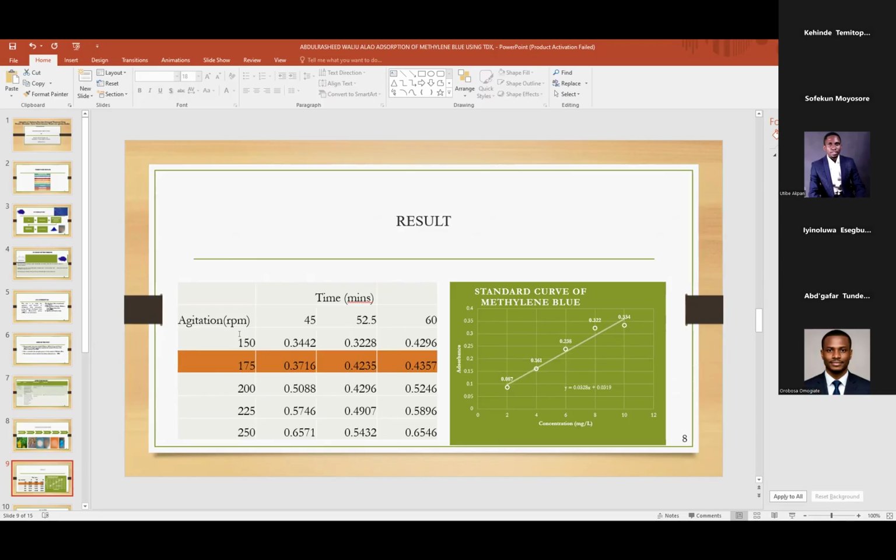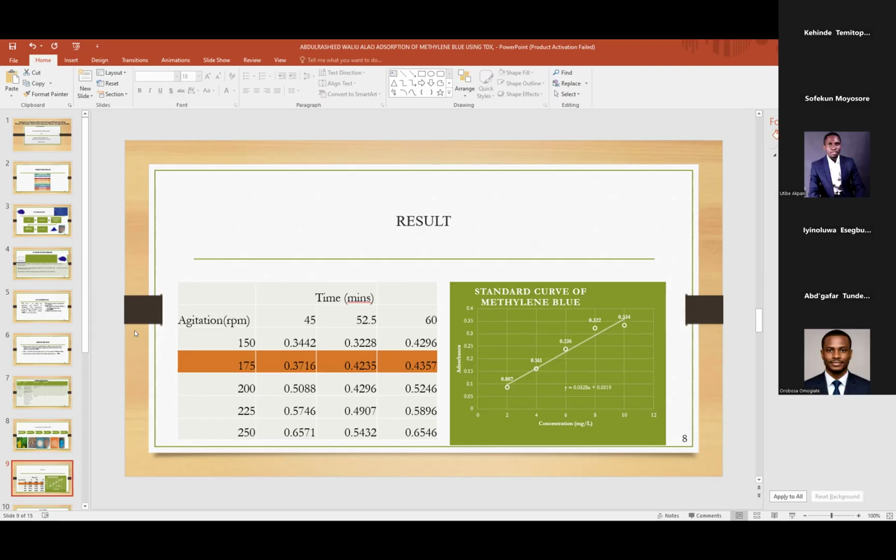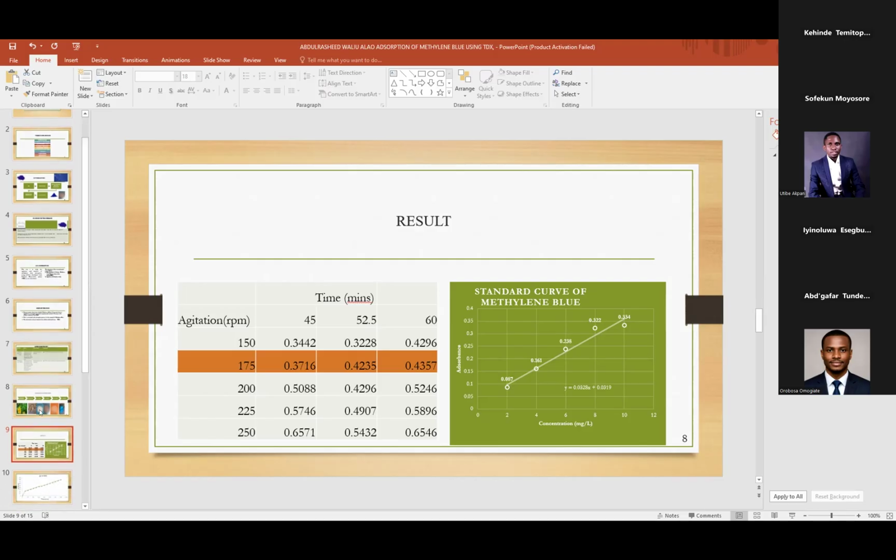Also, we can see that as the agitation rate is increasing, which is 150, 175, the adsorption capacity is also increasing from 0.34, 0.37, 0.50, 0.57, 0.65, and the same thing at 52.5. Therefore, we can conclude here that the higher the agitation, the higher the adsorption capacity. And this is the standard curve. After we obtained the values, they were converted to our linear mathematical equation to study the kinetics.